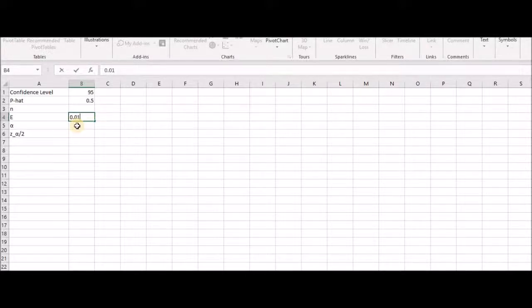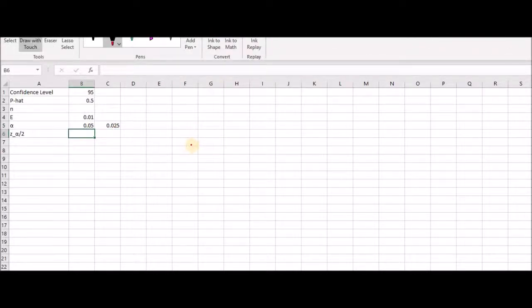And then alpha, in this case, the confidence level is 95%, so alpha is 5%. I'm going to turn that into a decimal as well. And I know that alpha divided by 2 is 0.025. Now, the formula for the sample size says n is equal to p hat times 1 minus p hat times z sub alpha divided by 2 divided by the margin of error and then all squared.